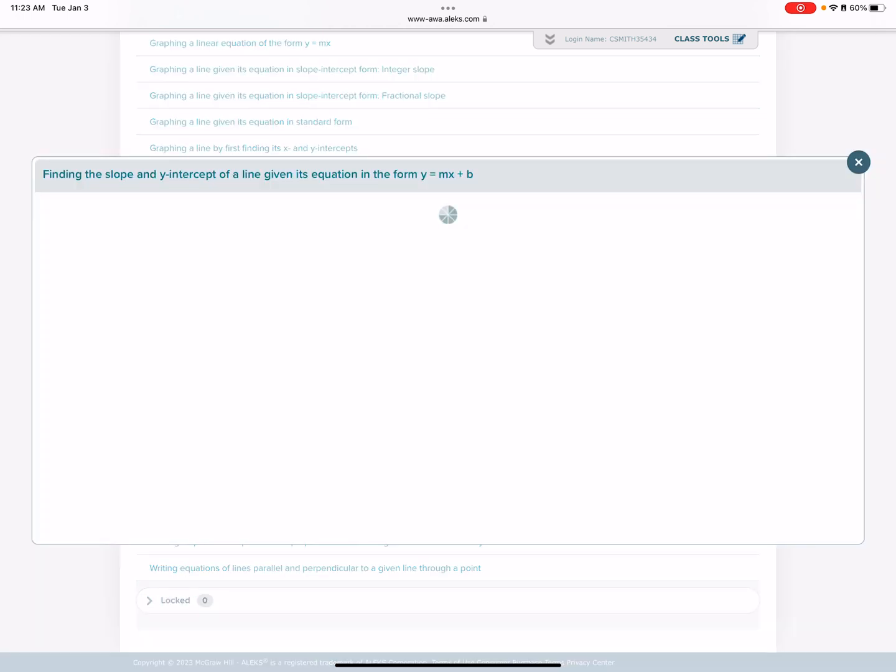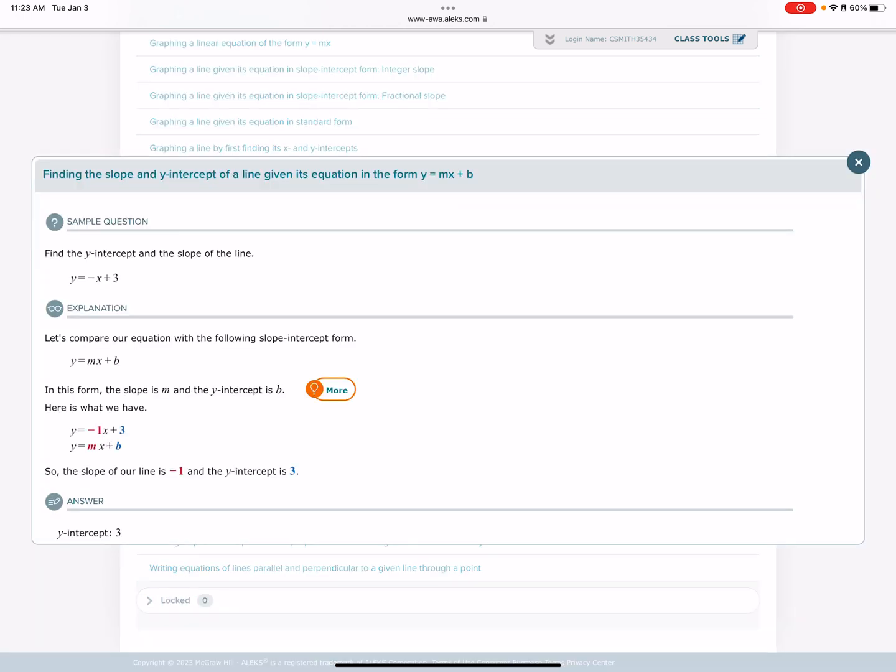All right, finding the slope and y-intercept of the line given its equation, y equals mx plus b. Same thing here. For this one, the slope is -1 and the y-intercept is 3.